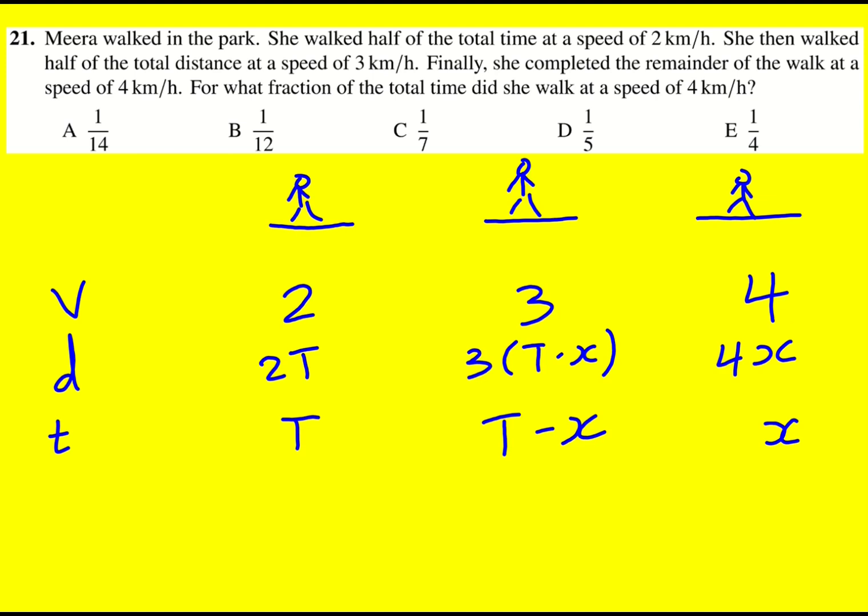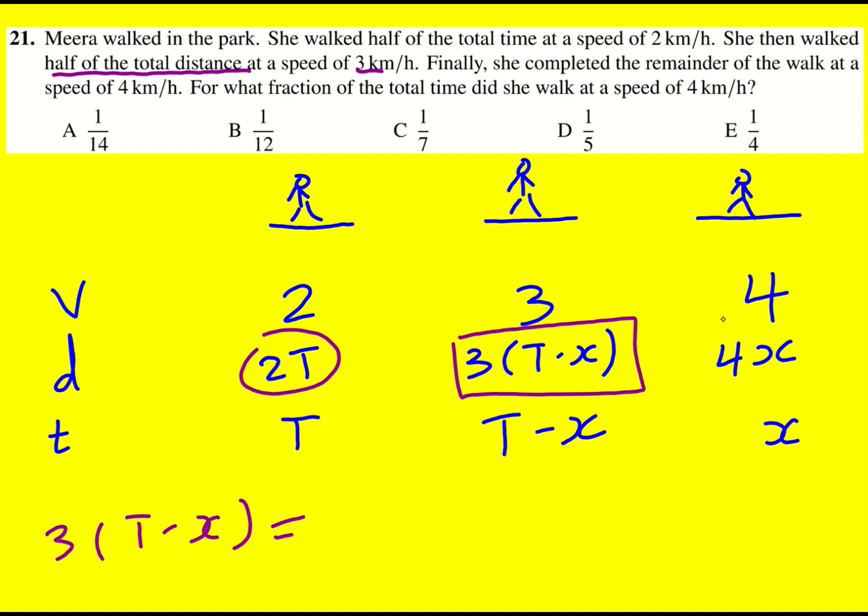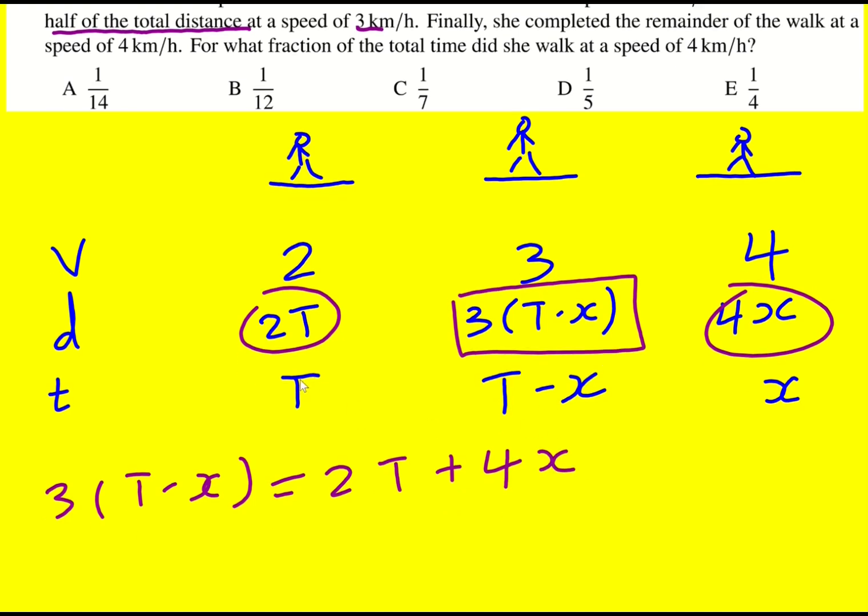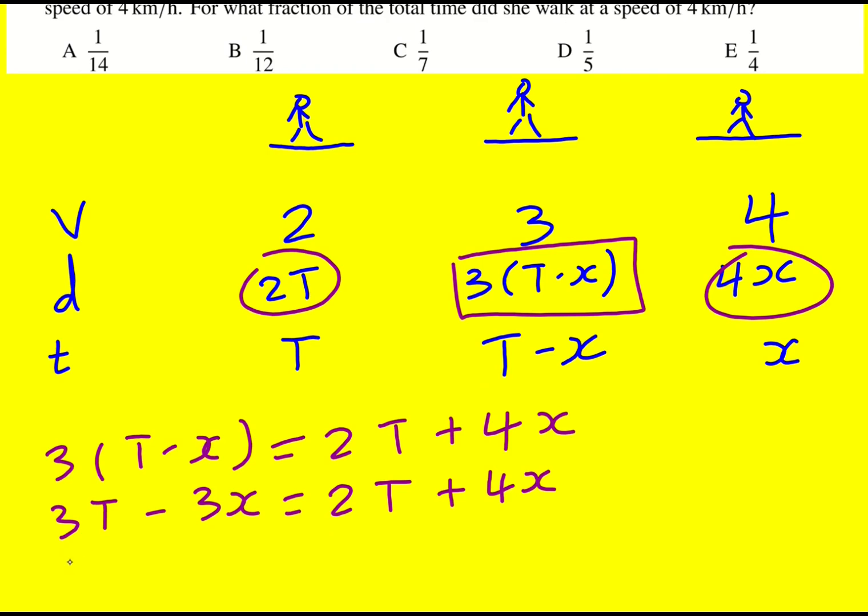Now, there's one piece of information we need to use here, and that is that half of the total distance was at 3 kilometers per hour. So this is half of the total distance, which means that that is in fact equal to the other two, which because they must together also be half the distance. And we've created an equation this way. Remember, T is actually half the time. Just bear that in mind. So 3T minus 3x is equal to 2T plus 4x. Therefore, T is going to equal 7x.